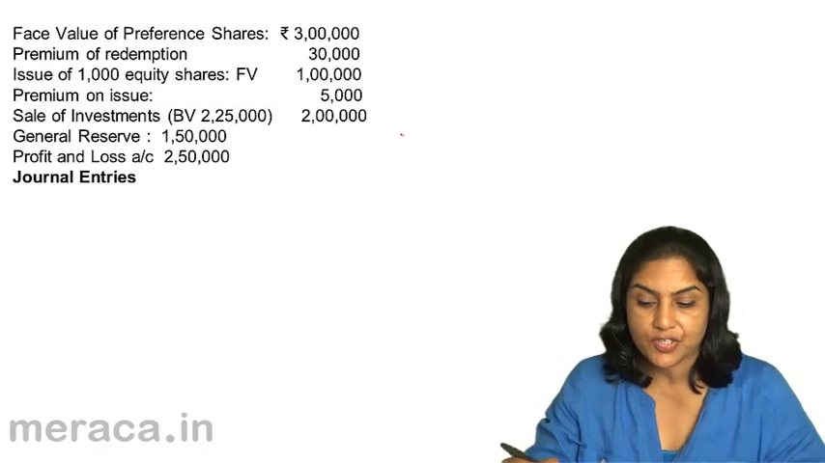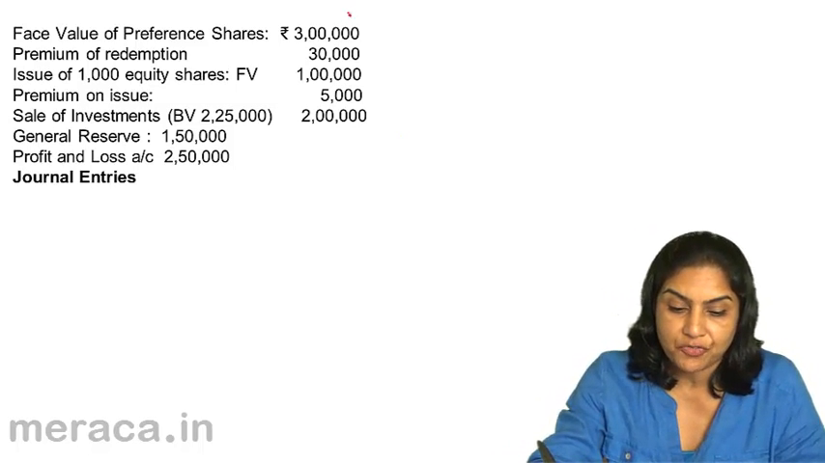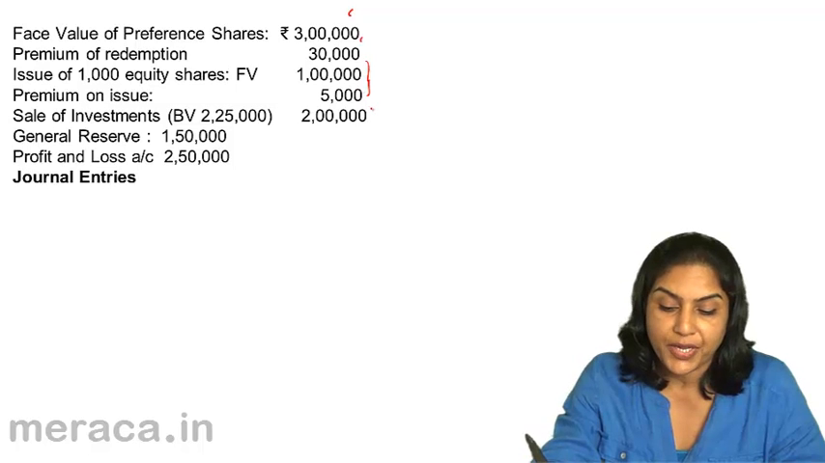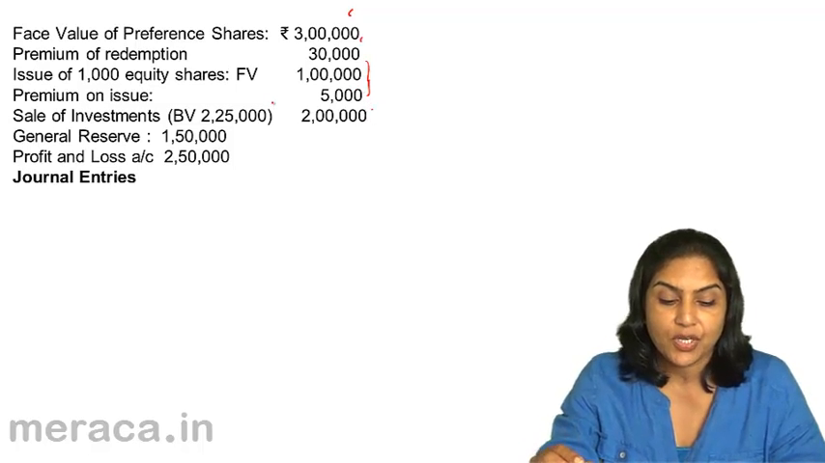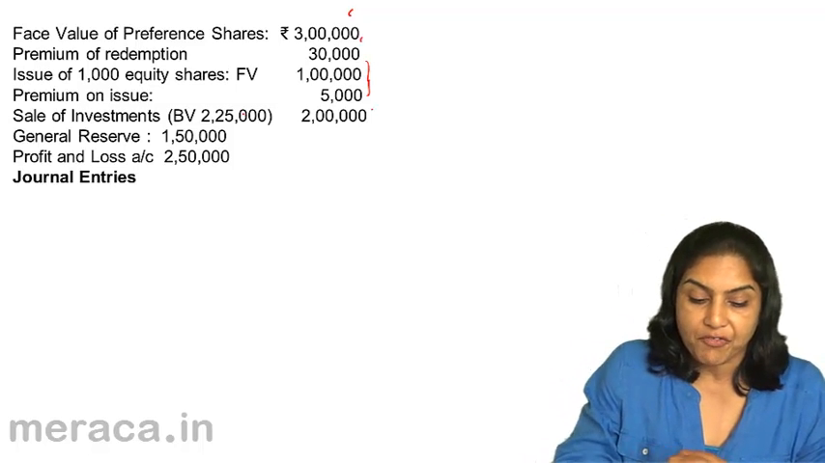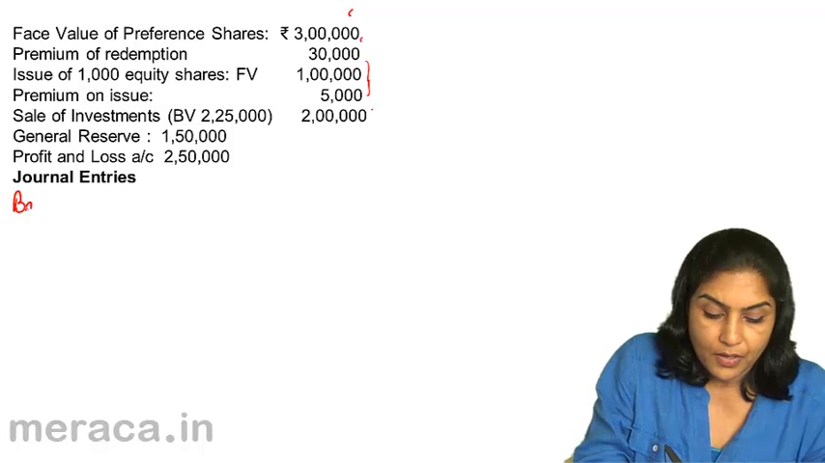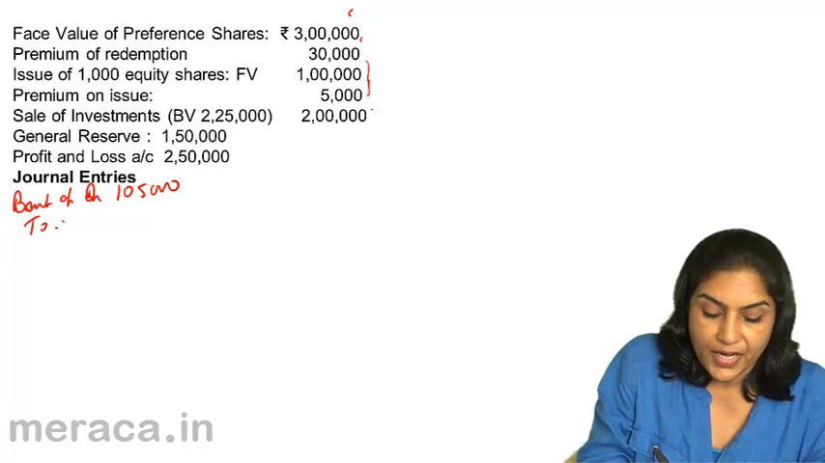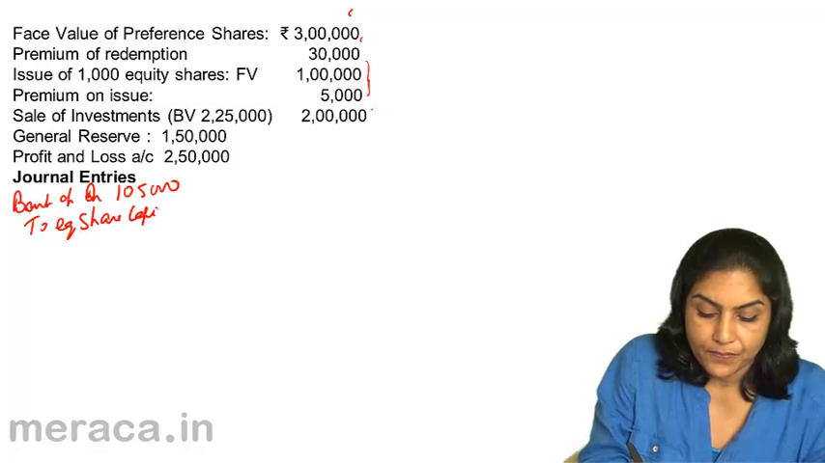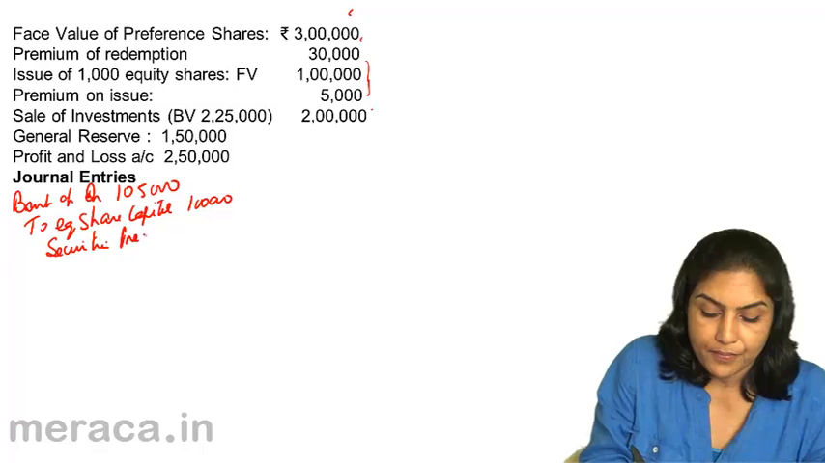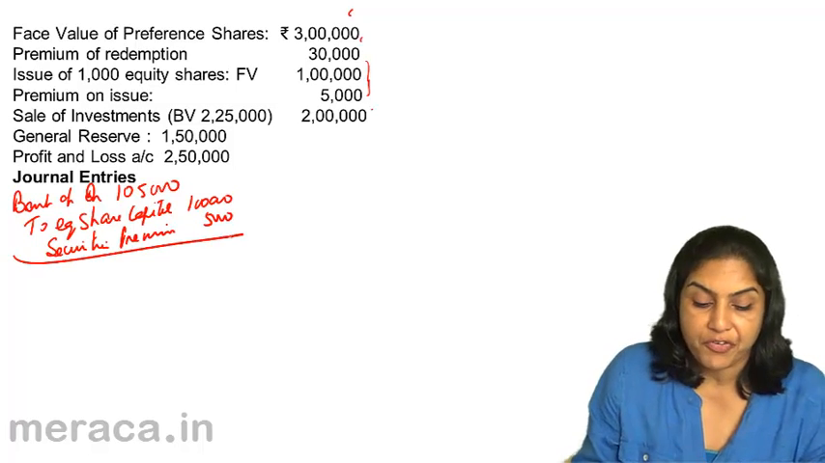Let us try and pass journal entries for this problem. Basically, we had face value of preference shares of 3 lakh and premium on redemption was 30,000. We were going to issue 1,000 equity shares. Face value would be 1 lakh and premium on issue would be 5,000. Sale of investments, we would get 2 lakh and the book value was 2,25,000. We have general reserve and profit and loss account of 2,50,000. What would be the journal entries? What is the entry for fresh issue? Bank account debit, we are getting 1,05,000. To equity share capital, that's 1 lakh. To securities premium, 5,000. This is one entry, fresh issue.